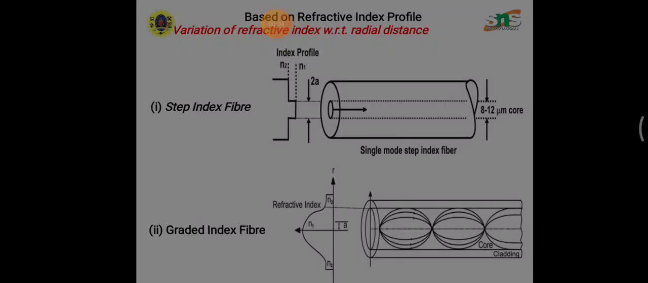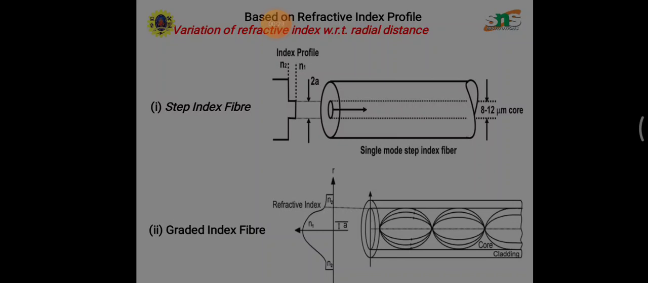So now we discuss types of optical fiber. Based on the variation in the refractive index of the core and the cladding, the fibers are classified into two types: step index fiber and graded index fiber. So first we talk about step index fiber.